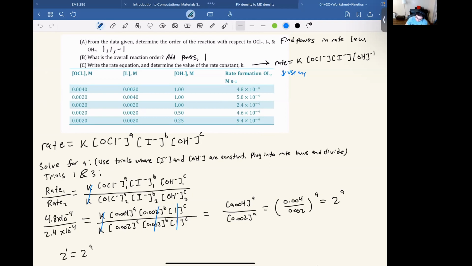Use any trial. I use number 1. 4.8 times 10 to the -4th is equal to K times 0.004 times 0.002 times 1 to the -1. You solve for K here, and then you get about 60. And then that is your answer.